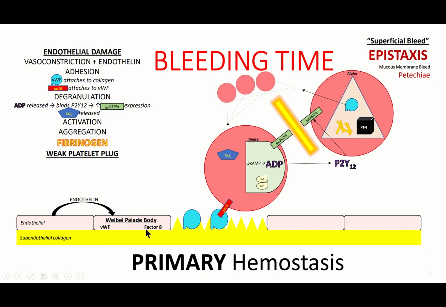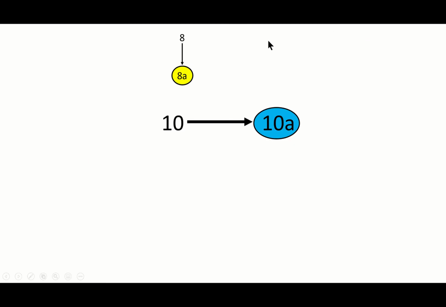So we're going to use this factor VIII. We're going to use our fibrinogen. And let's see what happens next. Here's how I think about it. As far as the coagulation cascade goes, you want to remember that 10 to 10A is super important. That's where the extrinsic and intrinsic come together. And remember, this was from our primary platelet plug.